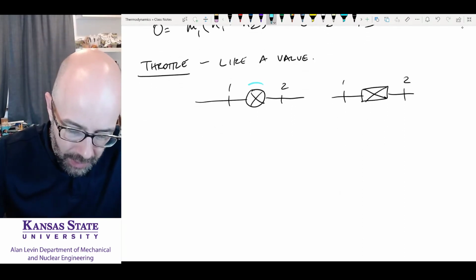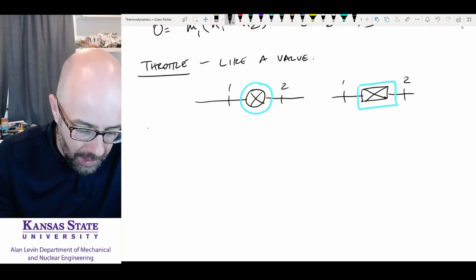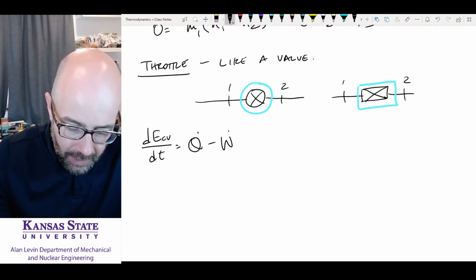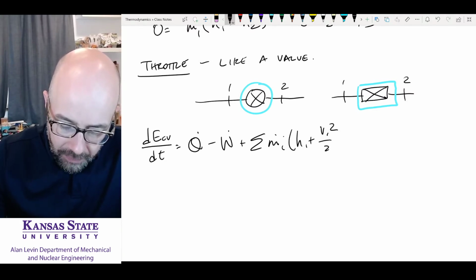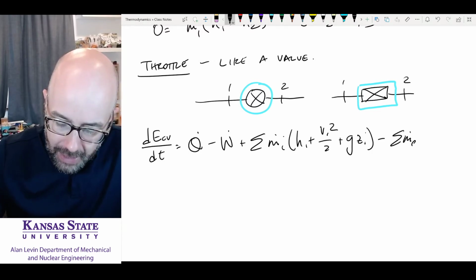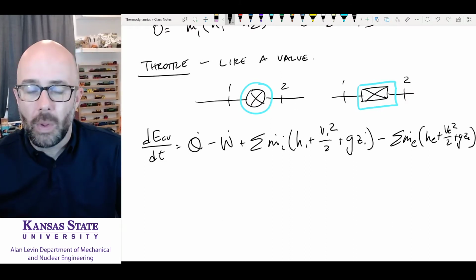Again, my control volume is going to be this thing. This is my control volume. So the change in energy of my control volume with respect to time is equal to Q dot minus W dot plus the summation of my mass flow rates in times my enthalpy in, my kinetic energy in, my potential energy in, minus the summation of my mass flow rates exiting times my enthalpy exiting, the kinetic energy exiting, and the potential energy exiting. Okay, that's what we have.